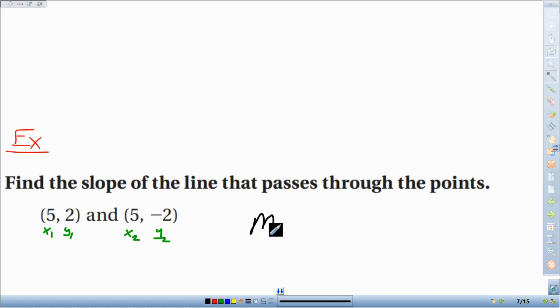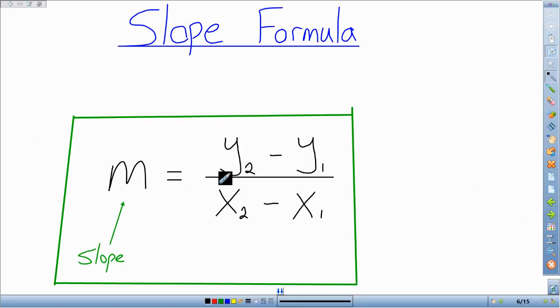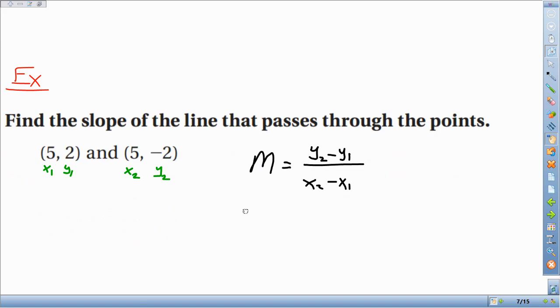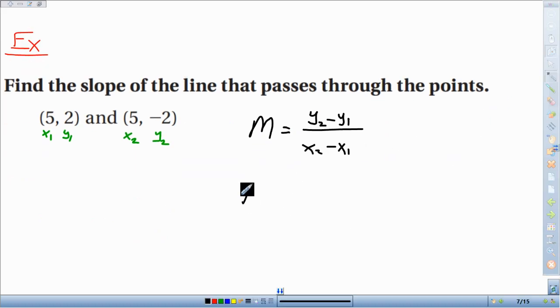Okay, so let's go ahead and write it out. Let's write out our formula again, just so we can have it in front of us. Just a little reminder, y2 minus y1 goes on the top, x2 minus x1 goes on the bottom. Just for the sake of taking good notes, it's not a bad idea to write out the formula. Okay, let's plug in our numbers. So y2, looking over here, we labeled them, so we're not going to mess up. It's a -2. And I'm subtracting a y1, which is 2. Down here, x2 is a 5. And I'm subtracting x1, which is a 5.